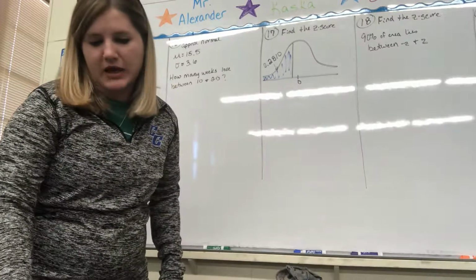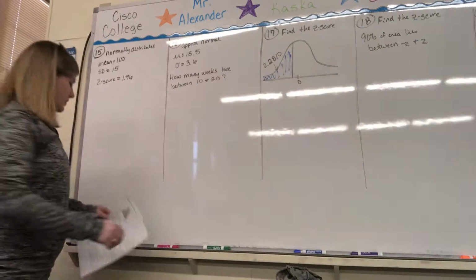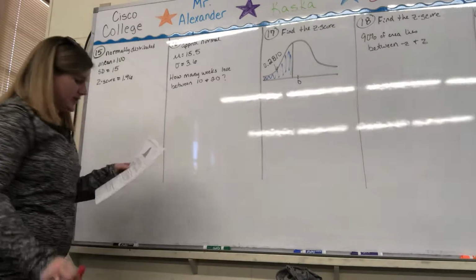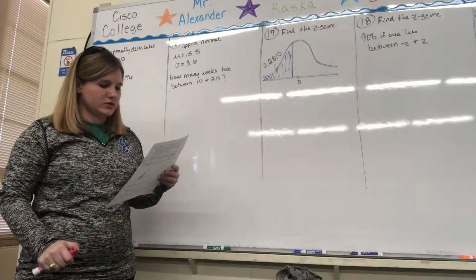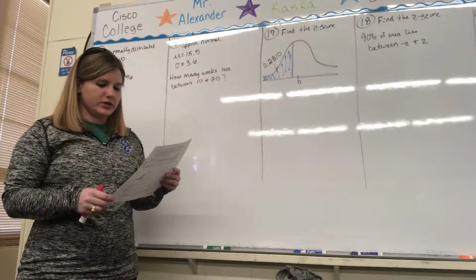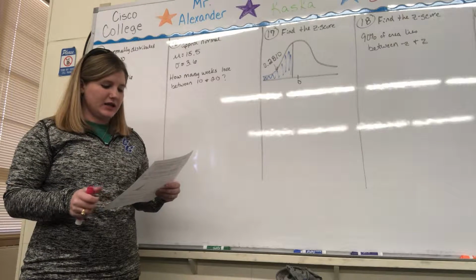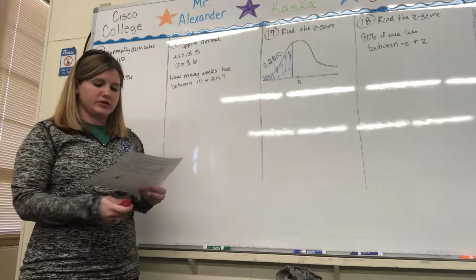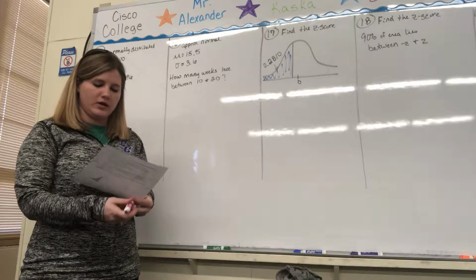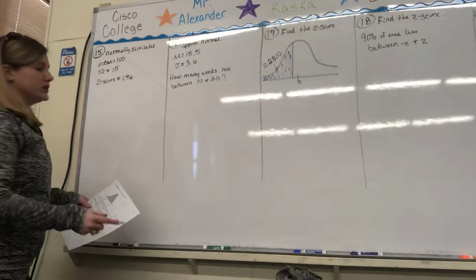Okay, this is page 4 now. We are on number 15 to start off with. So number 15, IQ test scores are normally distributed with a mean of 100, a standard deviation of 15. Find the IQ score that corresponds to a z-score of 1.96.